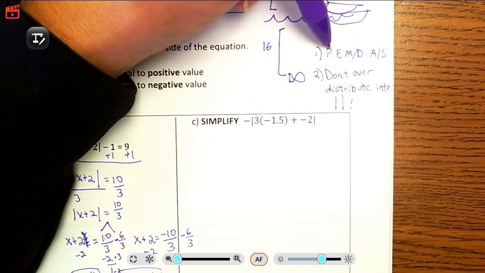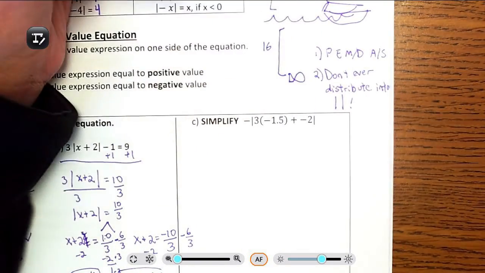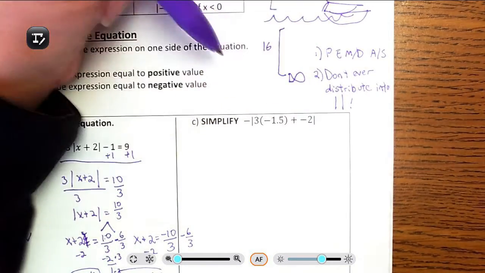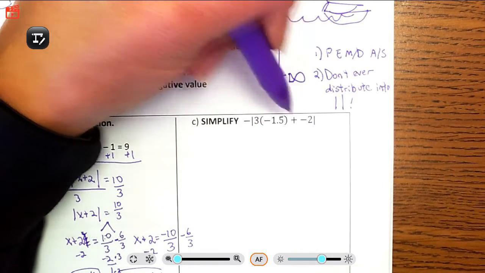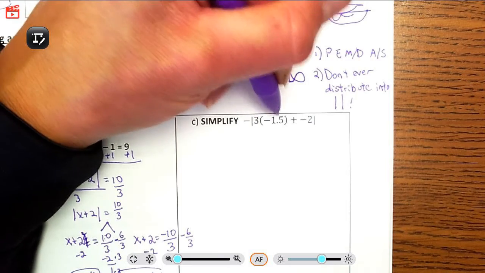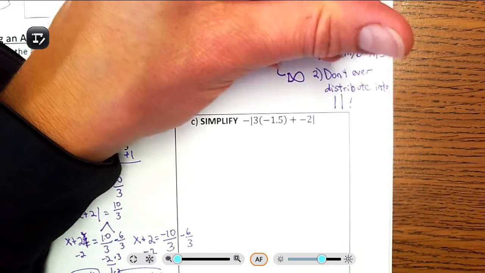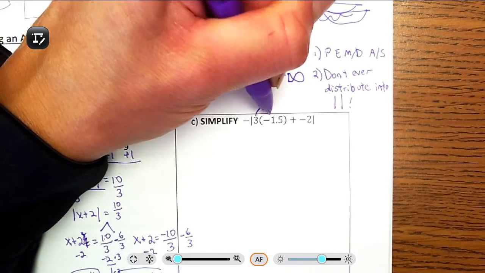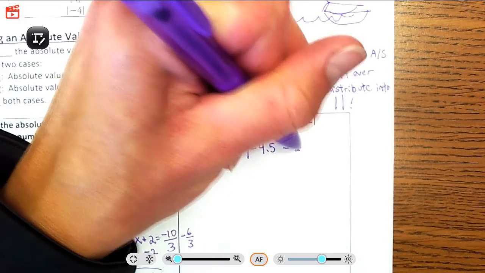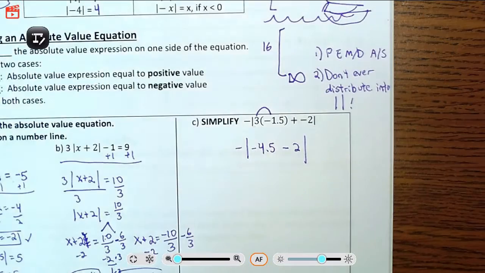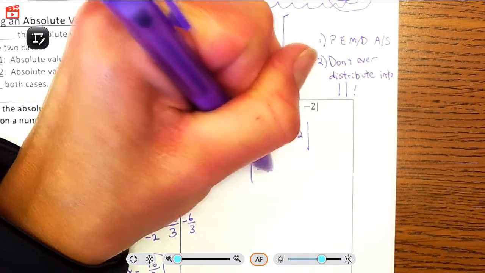Now, PEMDAS says to work inside the parentheses first, or inside the absolute value symbol first, which is standing for a grouping symbol. It's absolute valuing all of this, not that. So it's grouping all of this. So let's work inside. Do we multiply first or add and subtract? We multiply. Multiplication and division happen before addition and subtraction. So 3 times negative 1.5 is negative 4.5. And plus a minus is the same as minusing. Negative 4.5 minus 2 is negative 6.5.